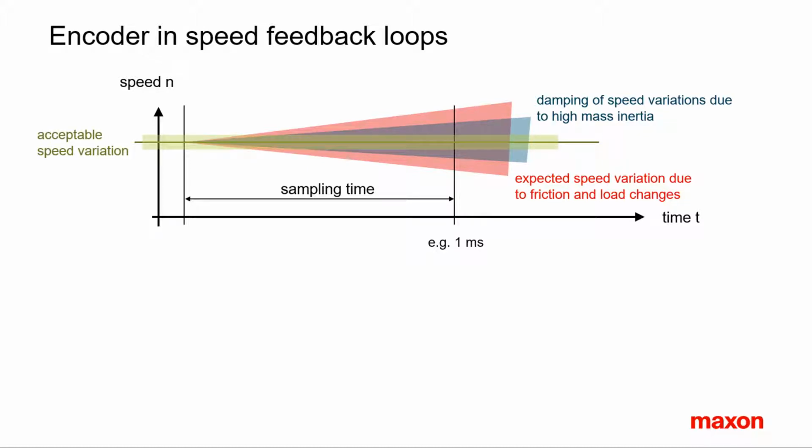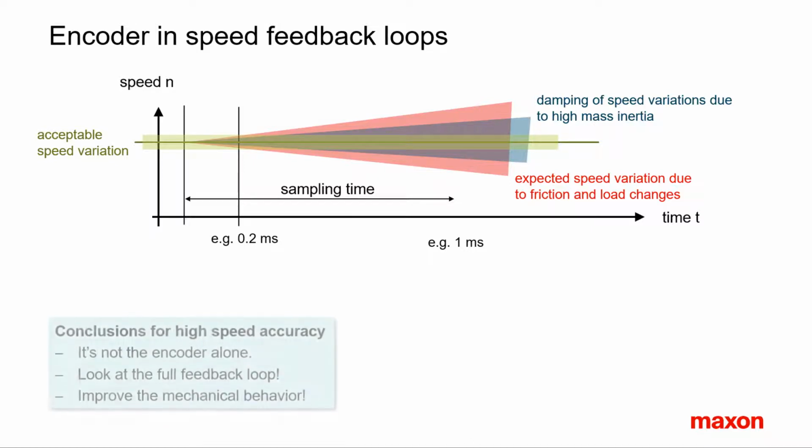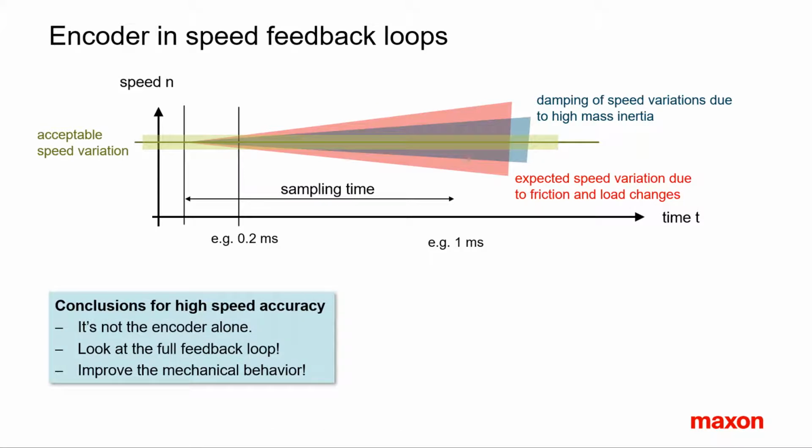The big question is, how much deviation is allowed and how large are the friction and load changes to be expected in relation to the damping effect of inertia? A high sampling rate of the controller and a suitable speed control architecture, for instance with a speed observer, can help to keep speed variations small. These considerations show that it's not the encoder resolution alone that defines the quality of speed control. Mechanical aspects such as friction, mass inertia, as well as controller properties are important.